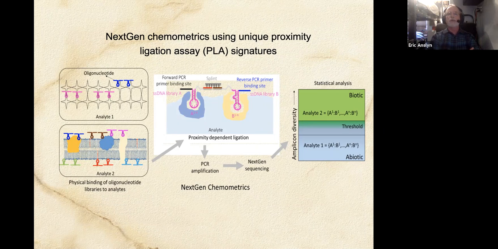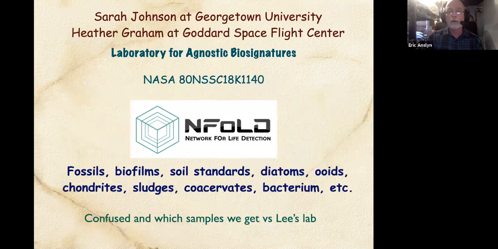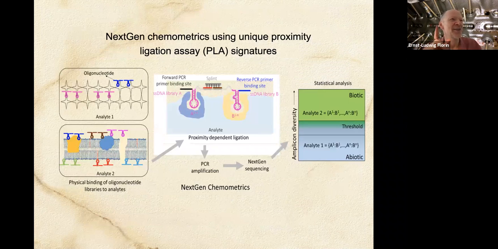Ellington's using something known as a proximity ligation assay using nucleic acids. Okay, and this I think. Sorry, I have a question. Oh, yeah, jump in, please.